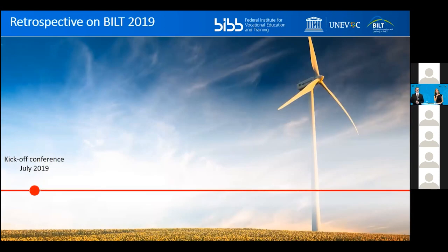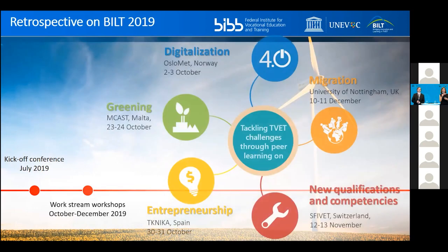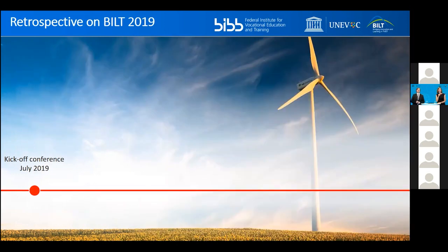So now we've learned about the rationale of the BILT project and its goals. I'd now like to present events that have taken place in 2019 with the BILT project, to make a little retrospective. BILT officially started with its kickoff conference in Bonn in July 2020. So that's a little more than 1 year ago.